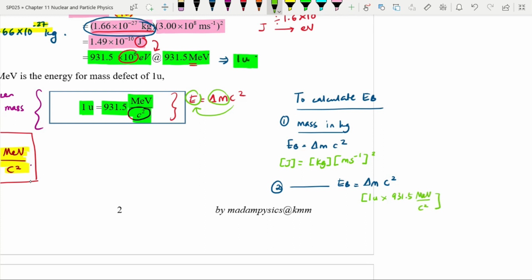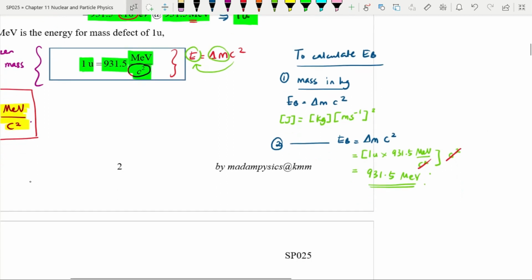Okay, and then kita akan tengok kita punya formula ada C square lagi sekali dekat sebelah. So, kita boleh cancelkan C square. And then, apa yang kita akan dapat adalah terus kita dapat unit bagi energy. Okay, so unit bagi energy dalam MeV lah. Okay, itu method pertama. Method yang kedua, okay, method kedua maksudnya dalam unit U juga, untuk dapatkan energy dalam mega electron volt.